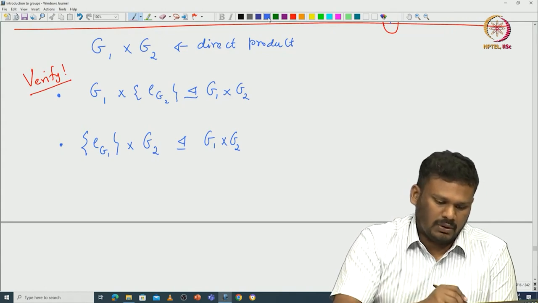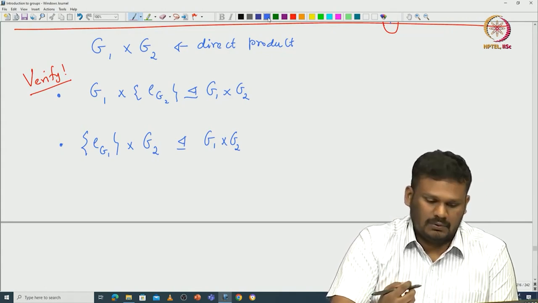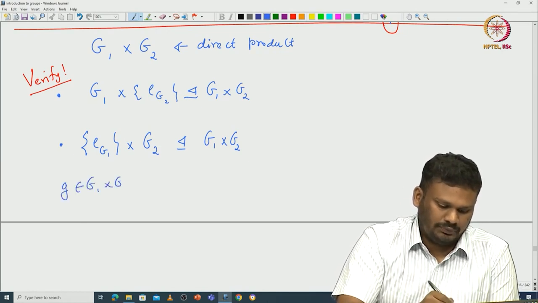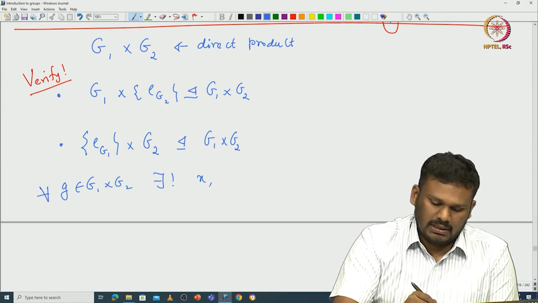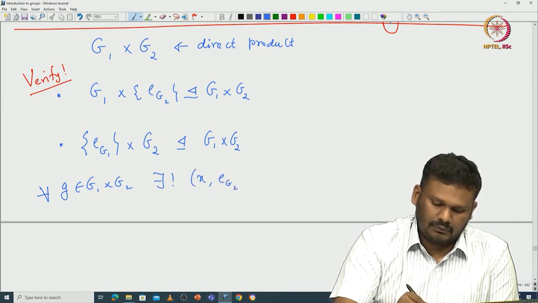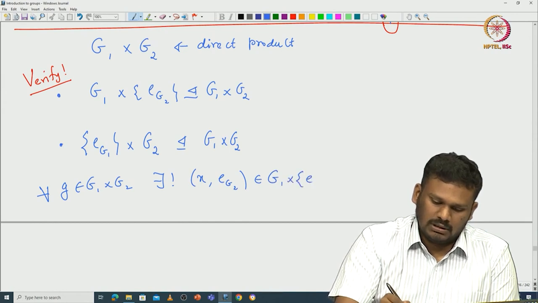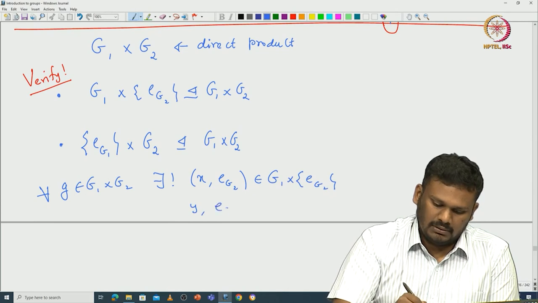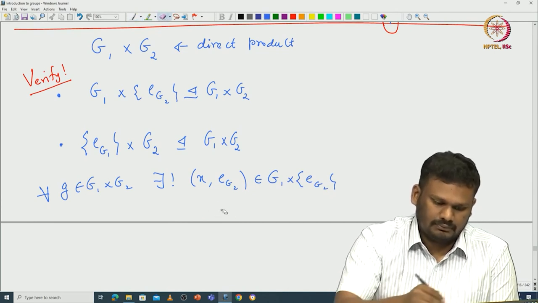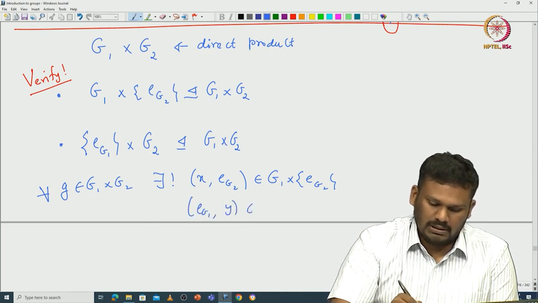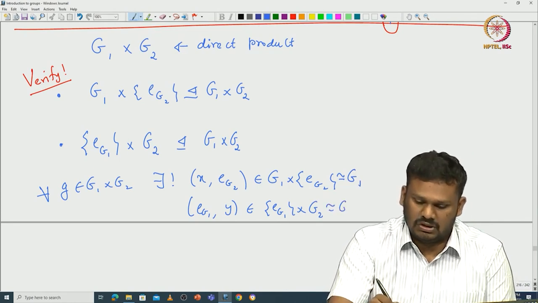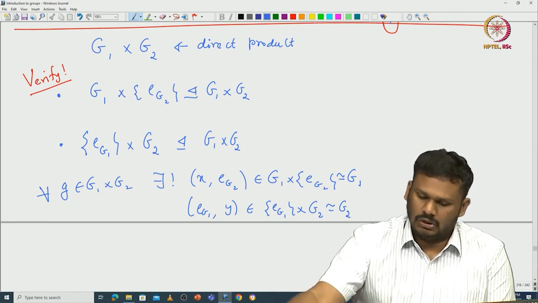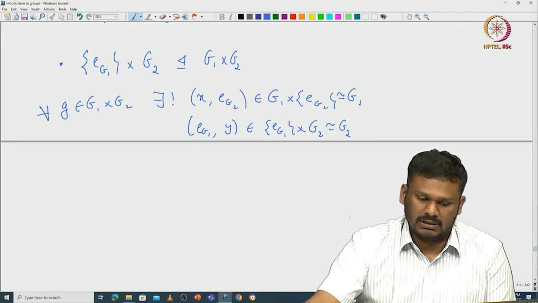Now if you think about it, given any element of this G1 cross G2, there exists a unique element, let us call it (x, identity) in G1 cross identity of G2, and (identity, y) in identity of G1 cross G2. This is something one can identify with G1, so it is naturally isomorphic to G1, and this is naturally isomorphic to G2. Basically two groups are there, and those two groups are forming this G1 cross G2.